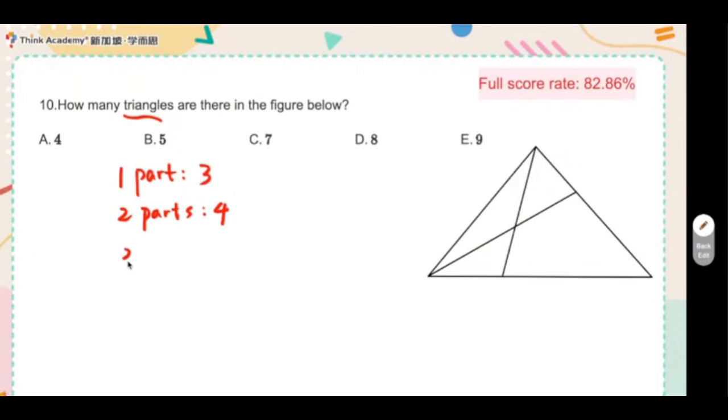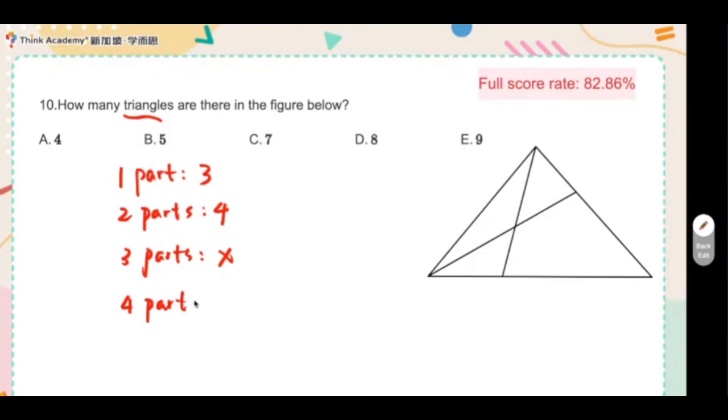Okay, and then let's count. How about we combine 3 parts together? How many triangles can we have? 1. Is it a triangle? Obviously not, right? Okay, so after we combine some of them, we will see that we can never find a triangle if we combine 3 parts together. Okay, then the last one.